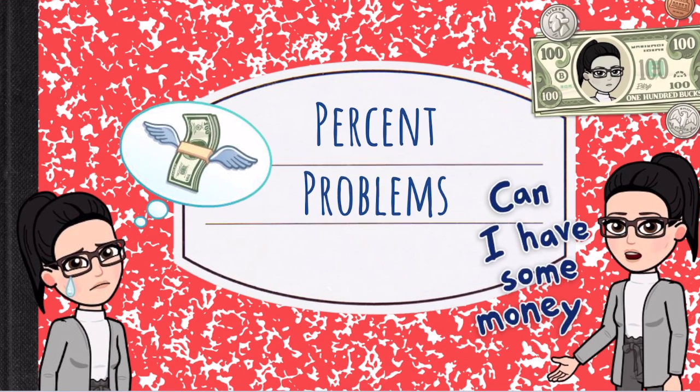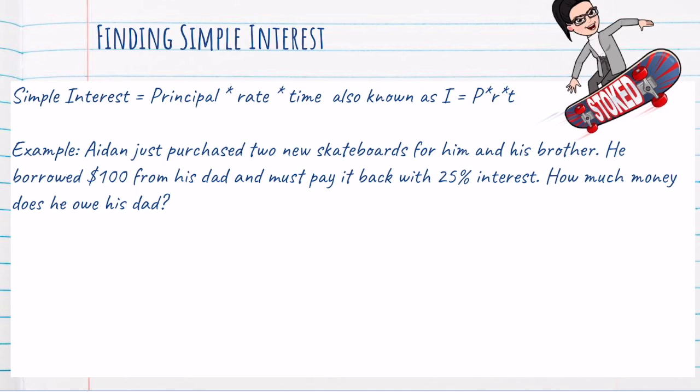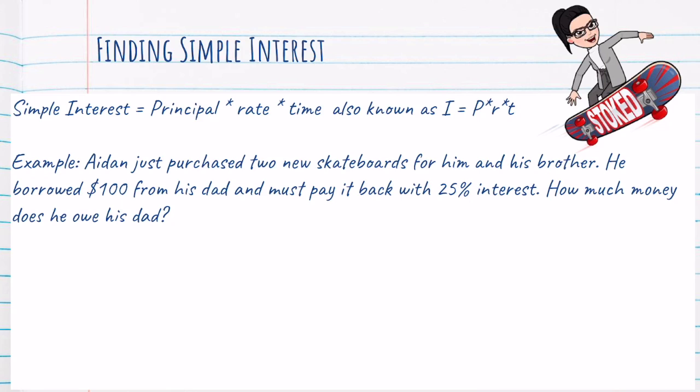In this video, we will be reviewing how to use percents to solve problems. So let's review a topic, and the topic is finding simple interest. Simple interest is a really good topic to understand because this is how the banks work, and this is how you can make some extra cash if your sibling decides to borrow some money from you. Simple interest is a way to make extra money.